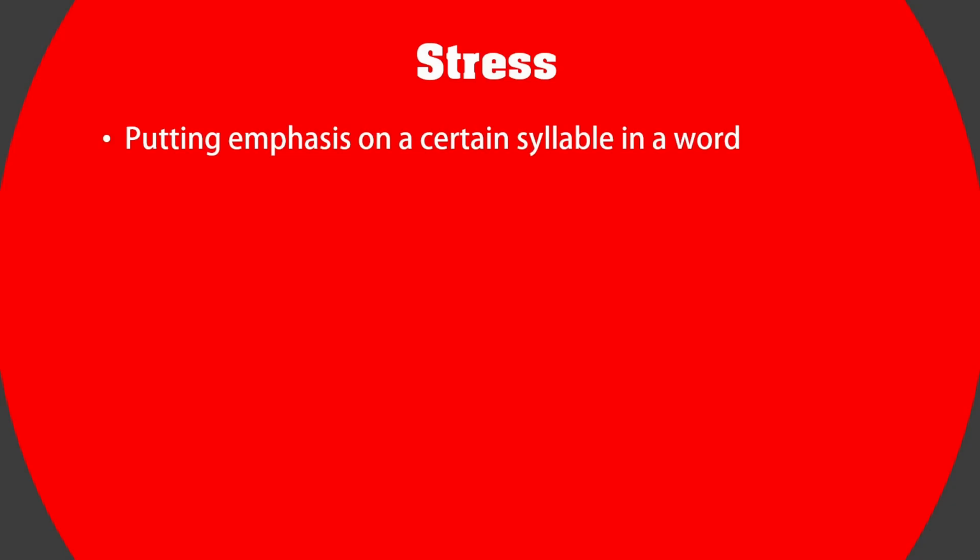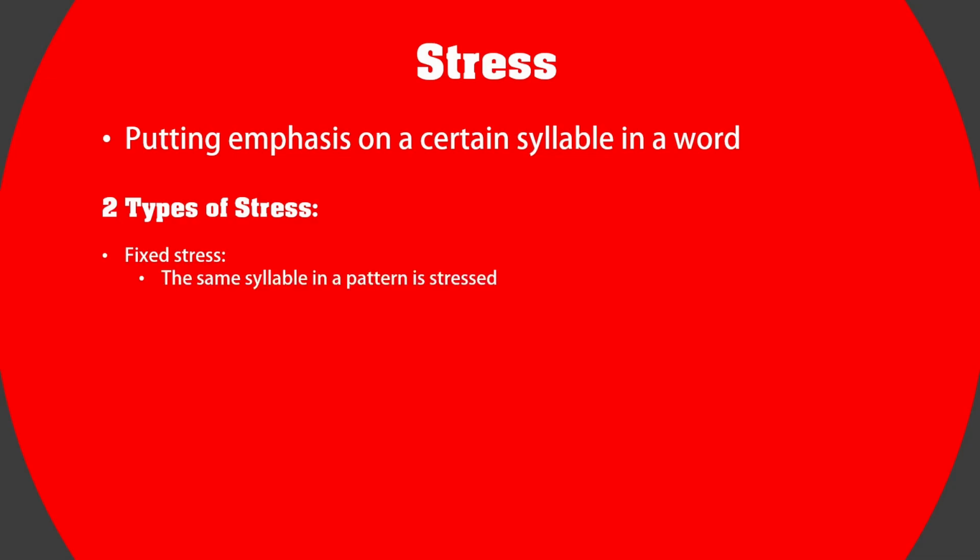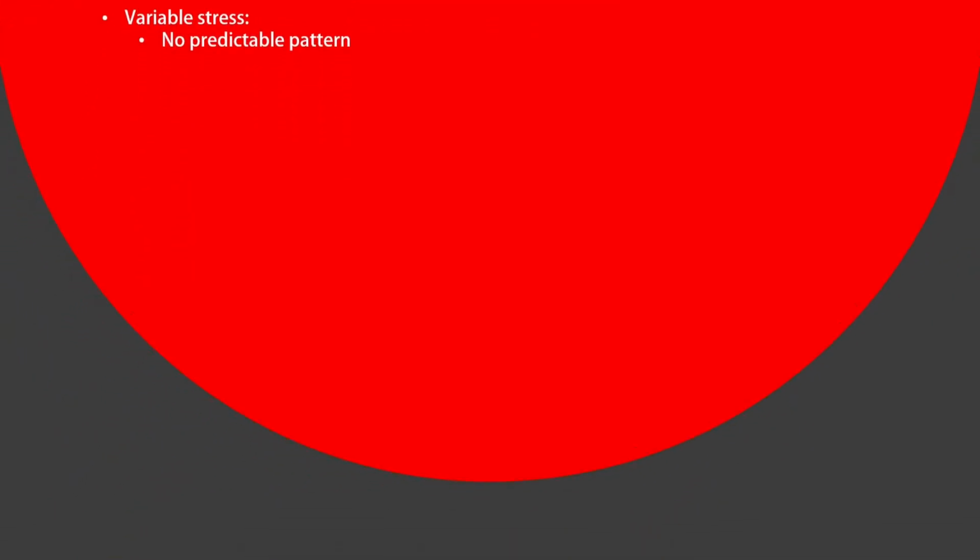What does unstressed mean? Well, it's pretty simple. Let me explain. So, stress is putting emphasis on certain syllables of a word. There are two types of stress. There's fixed stress, which is where the same syllable in a pattern is stressed, and variable stress, where there's no predictable pattern, like English. Let me explain that one too.